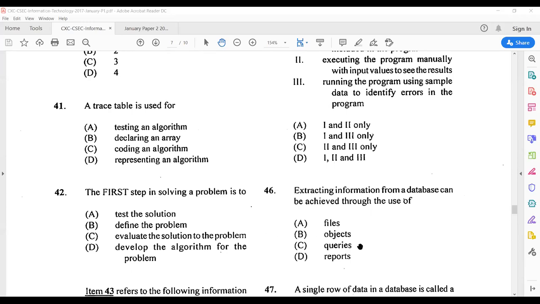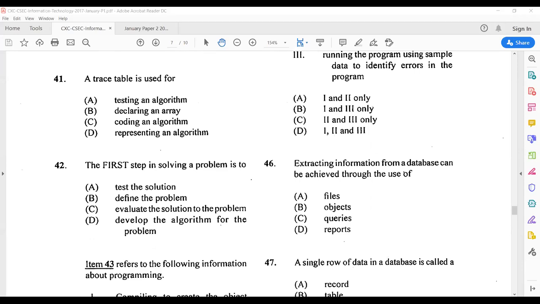Okay, let's move on to 46. Extracting information from a database can be achieved through the use of what? Files, objects, queries, or reports. So just looking at this, there are two possible options, right? Now, files, no, you don't extract the information using files or objects. It could be a query. Remember, you run a query.